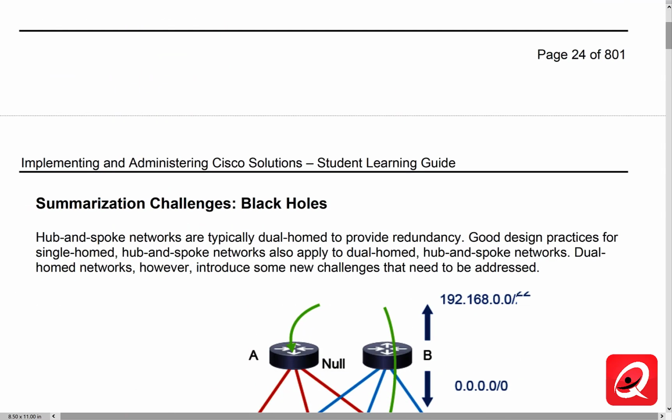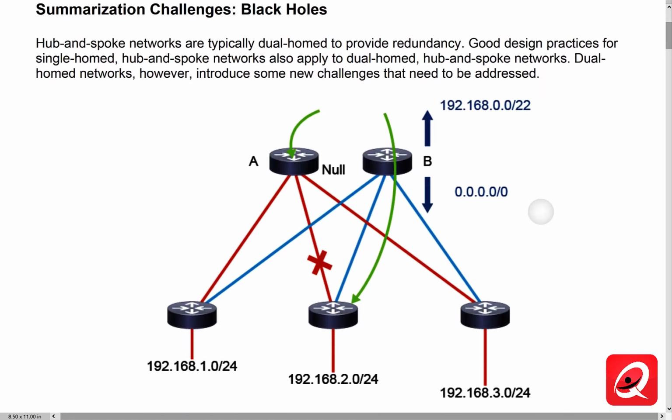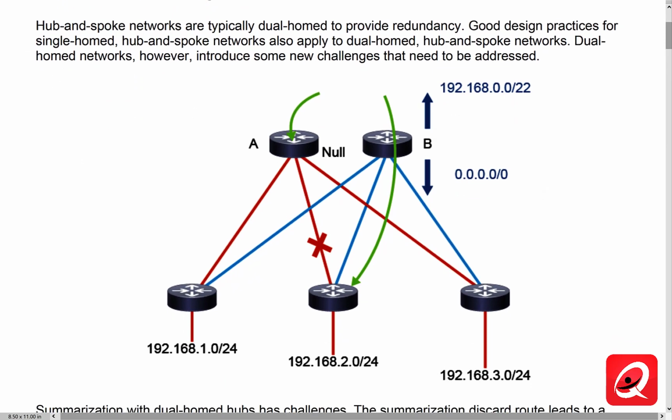All right. Next thing we'll talk about here is using summarization and ensuring that we don't create black holes with the summarization. What you're looking at in this particular topology is a hub and spoke topology, but it is a multi-homed hub and spoke topology, what we call dual homed, which is there to provide redundancy, not necessarily transit routing. That's a very important concept to understand as we talk about this particular concept. Those spoke routers are not supposed to be transit routers.